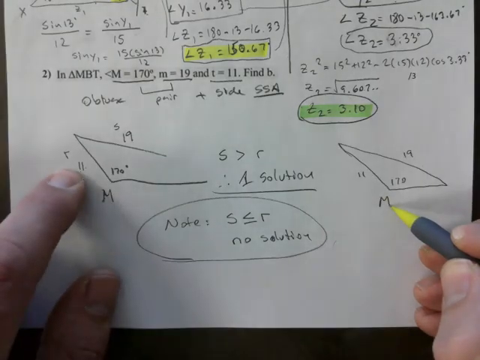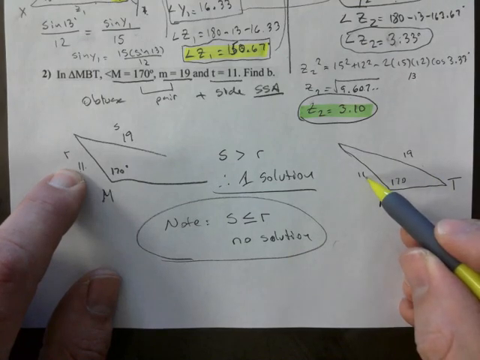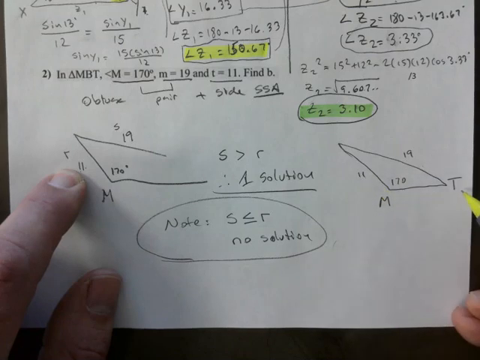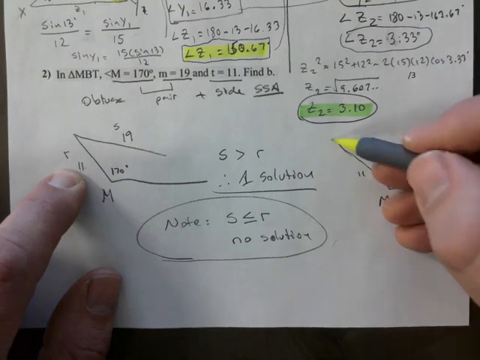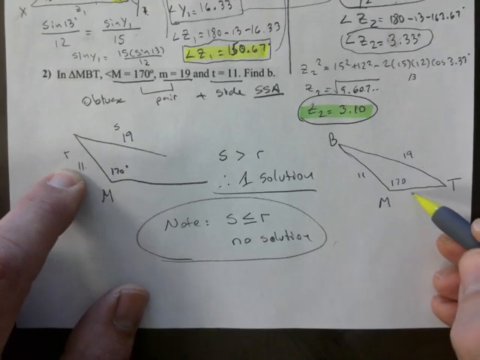And if this is 11 here, that means that this is T. Right? If that's 11, because that's side T, then this is angle T, and this is angle B. And what is it asking for? It's asking for this side right here.